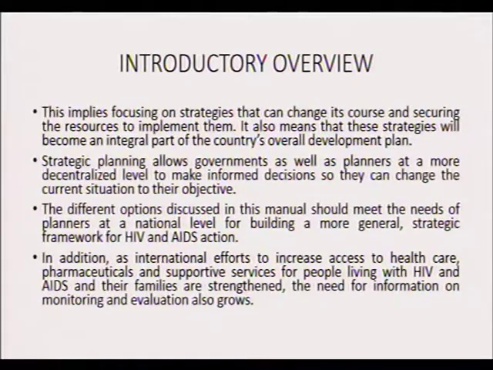Strategic planning allows governments as well as planners at more decentralized levels to make informed decisions so that they can change the current situation to their objective. The different options discussed in this manual should meet the needs of planners at national level for building a more general strategic framework for HIV and AIDS action. In addition, as international efforts to increase access to healthcare, pharmaceutical, and supportive services for people living with HIV and AIDS and their families are strengthened, the need for information on monitoring and evaluation also grows.